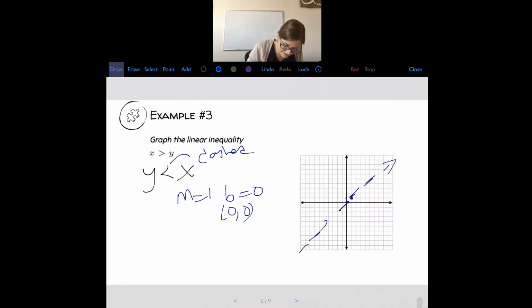Okay. And then we have to determine where to shade. Again, y equals x is that line there. And so we're going to shade below.